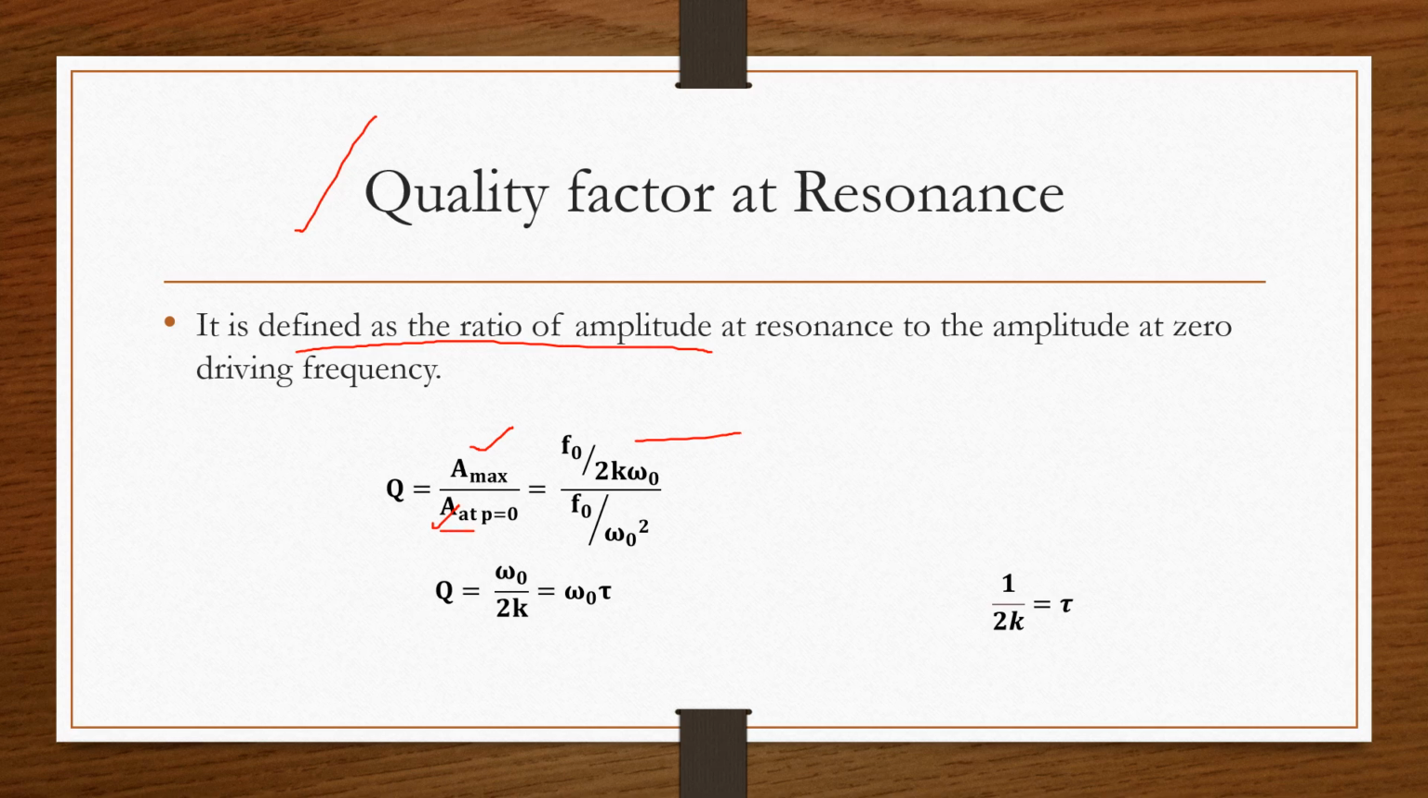Now amplitude at P equal to 0 can be obtained by putting the value of the driving frequency P equal to 0 in the expression for amplitude A. Then you will get F0 by omega 0 square, and Q is equal to omega 0 by 2k, or equal to omega 0 into tau, where tau is the relaxation time and it is equal to 1 by 2k.